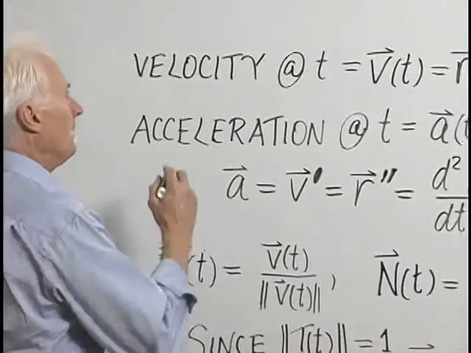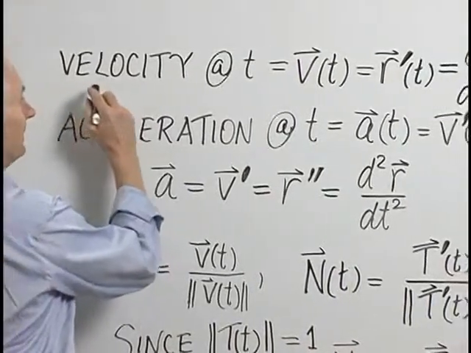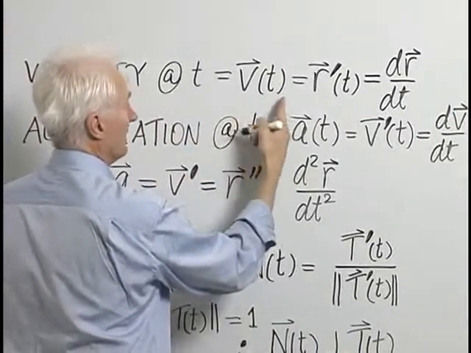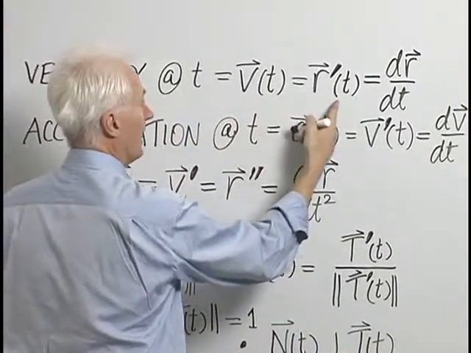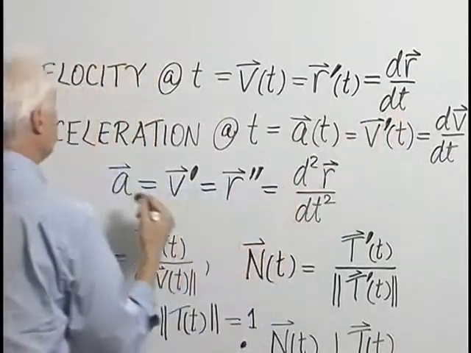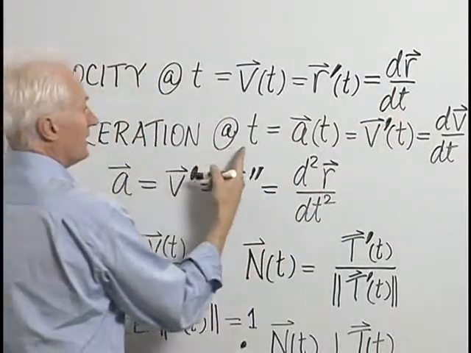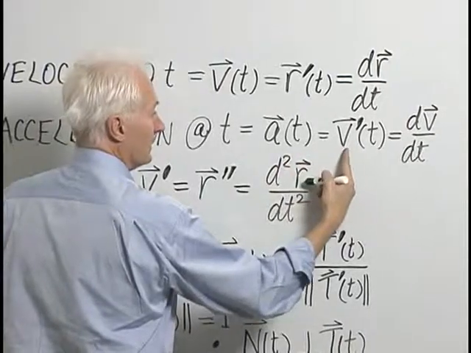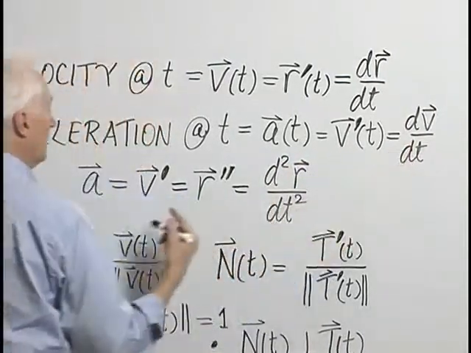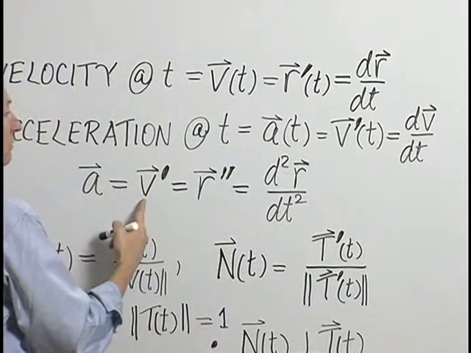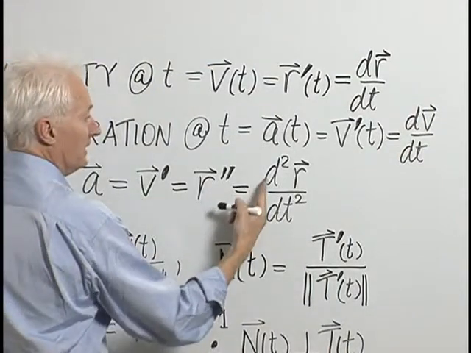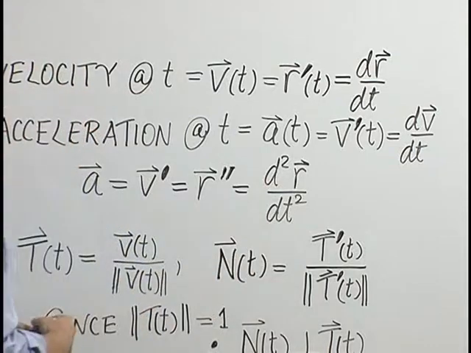So remember, thinking of it as a motion, the velocity at time t, which we denote by v of t, is the derivative r prime of t, or dr/dt. The acceleration at time t is a of t, which is the derivative of velocity, so that's dv/dt. That is, a is v prime, or r double prime. That's the second derivative, d squared r over dt squared.